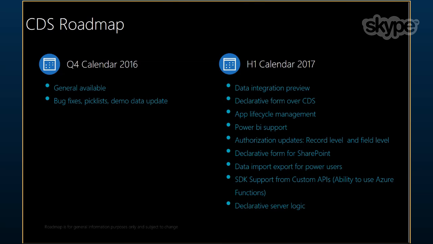App lifecycle management is going to be on the roadmap for next year. App lifecycle management means that you can create a solution with the Power App, Flow, and Common Data Service entities, and then import and export the definitions of all three together.